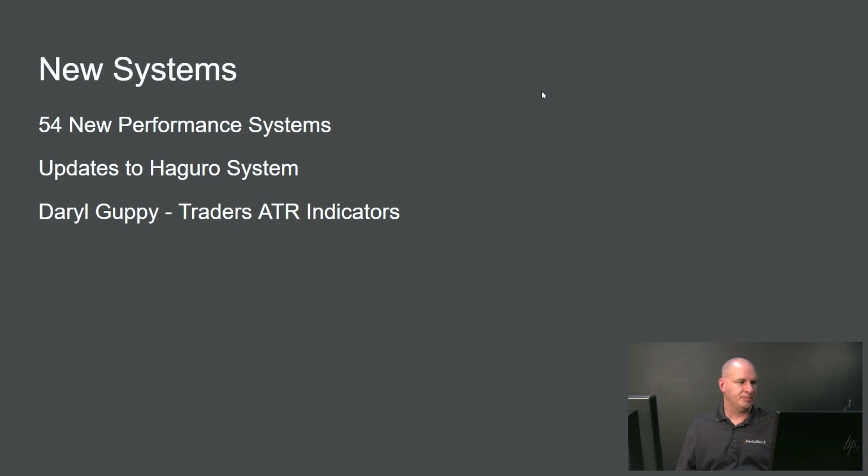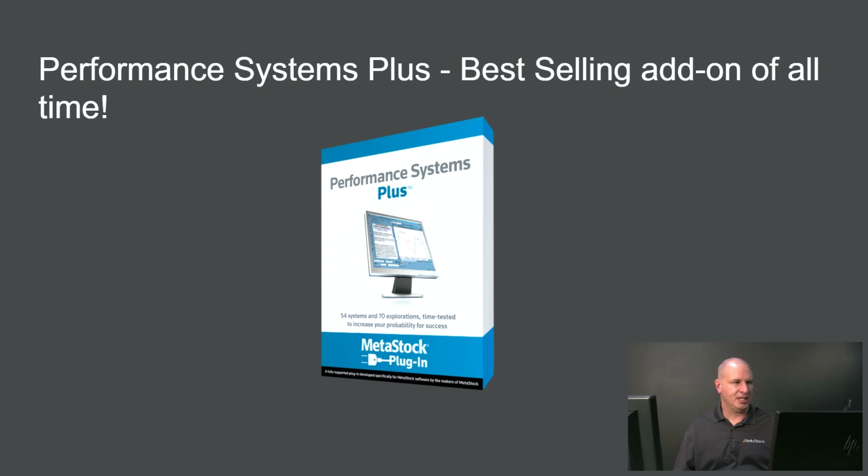Okay, so that's quote center. So, some new systems. Let's talk about new systems inside of MetaStock. What we've done first is we added in the Performance Systems Plus. So what that is, inside MetaStock, we have 26 performance systems built in.